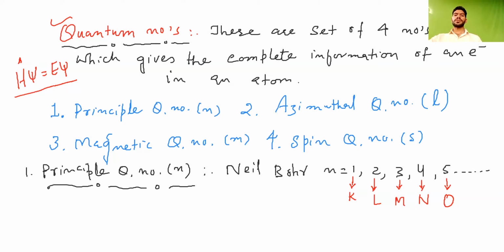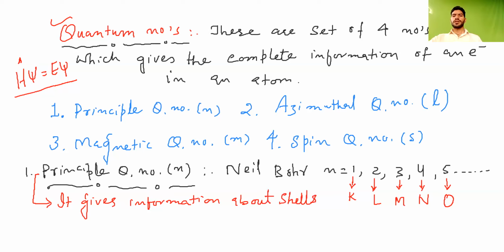So you have to remember that this principal quantum number gives the information about shells. I will write it here, that it gives information about shells. A shell is also known as the main energy level, which we had discussed in Bohr's model. You can also simply call it a shell.